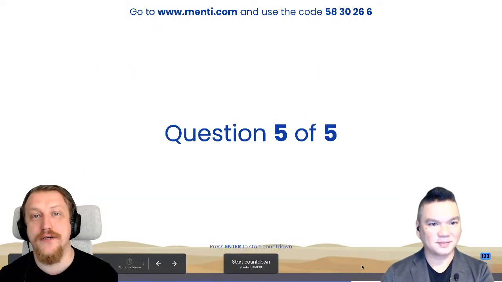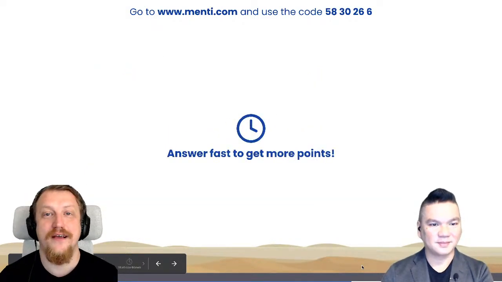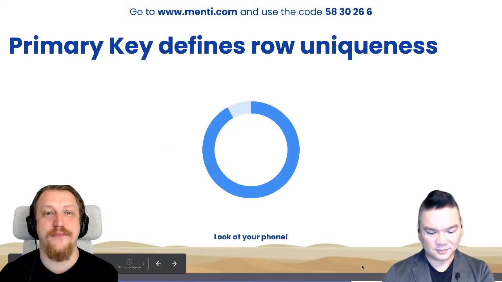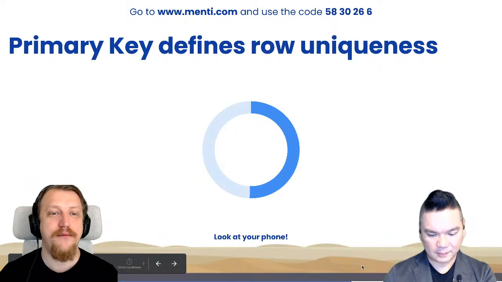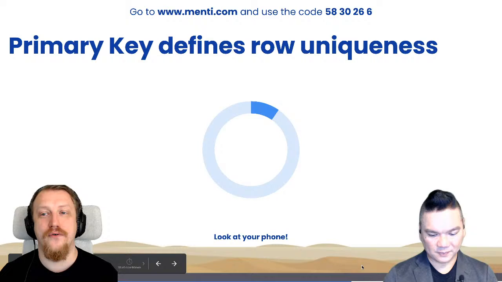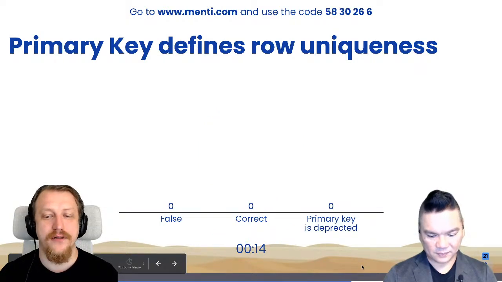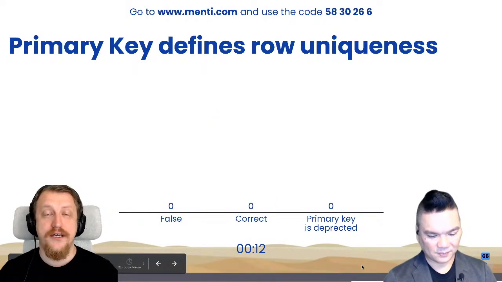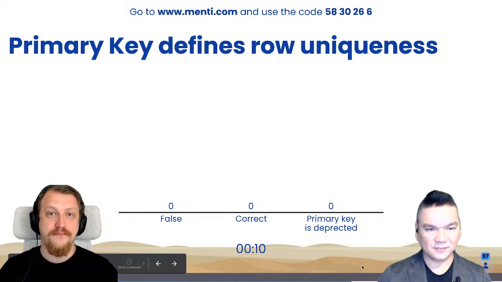And the competition goes on, because you know what? That's question number 5. And you still have to answer fast, but don't make a mistake. Primary key defines row uniqueness. False? Correct, primary key is deprecated.